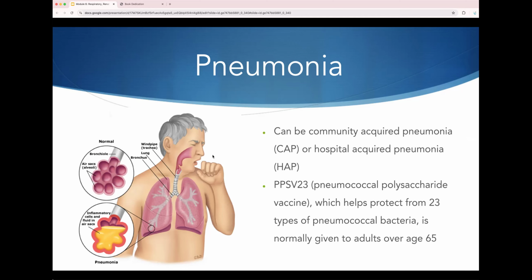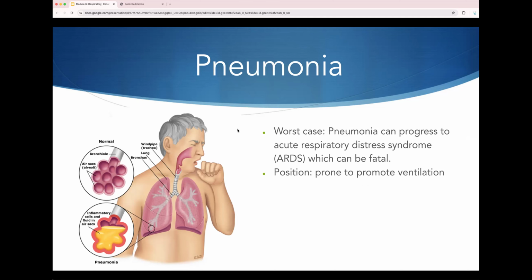So I want you to know about PPSV23, pneumococcal polysaccharide vaccine. It helps to protect from 23 types of pneumococcal bacteria, and it is normally given to patients older than age 65. Worst case scenario, pneumonia can progress to acute respiratory distress syndrome, which can be fatal. For NCLEX, make sure you know that the proper position if a patient has ARDS is prone, laying on their stomach. This will help to promote proper ventilation.